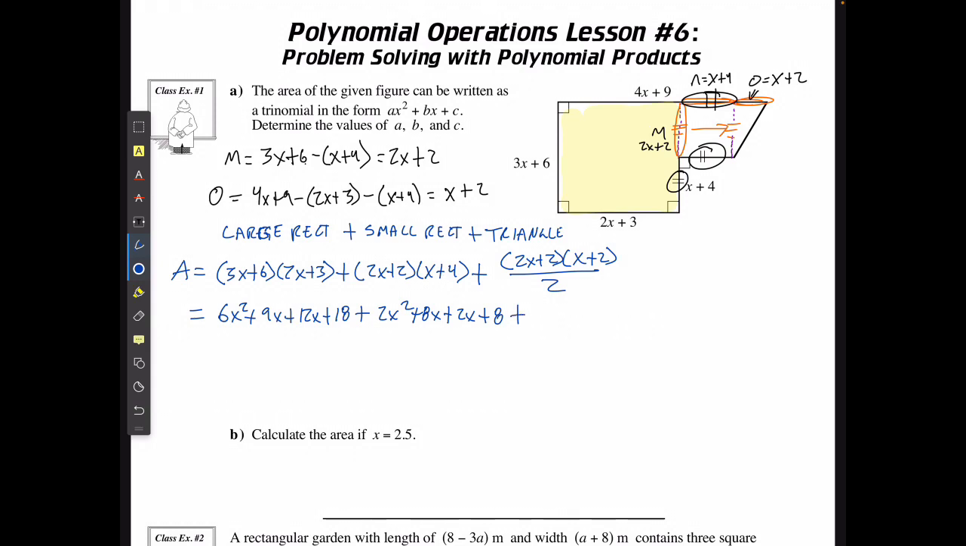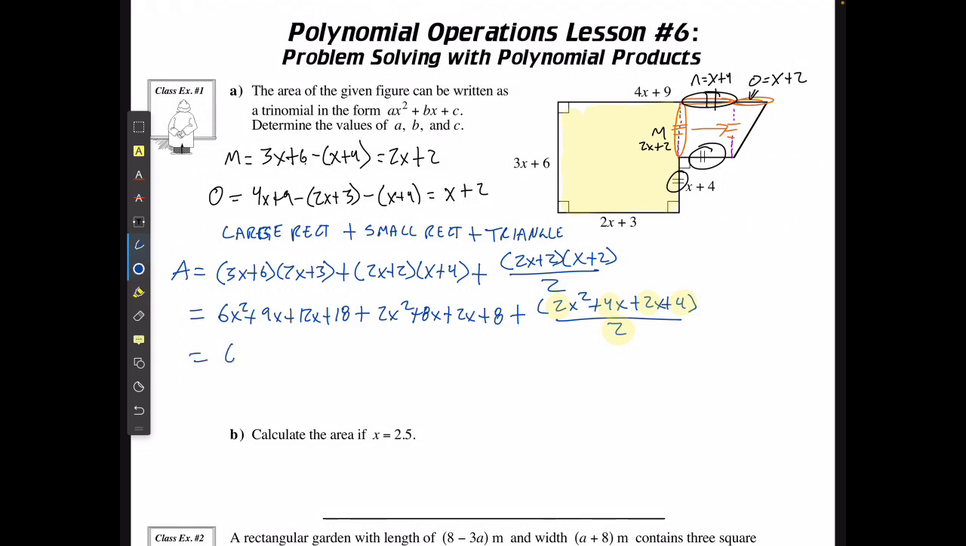For the last one, if I multiply out just the top, I'm going to wind up with 2x squared, 4x, 2x, and 4, all divided by 2. And I can divide every single one of these terms by the denominator of 2.